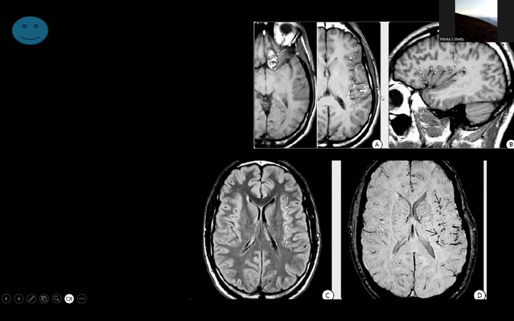Now, next case, here we can see again a well-defined, T1 hyperintense lesion located in the midline in the paramedian region. And in next, we can see that it is showing hyperintensity in the sylvian fissure. This is the sagittal image where we can see hyperintensity in the sylvian fissure. And on FLAIR, it is not getting suppressed. It is hyperintense. And when we do SWI, it is showing the blooming. So this is nothing but the case of dermoid, which was ruptured.